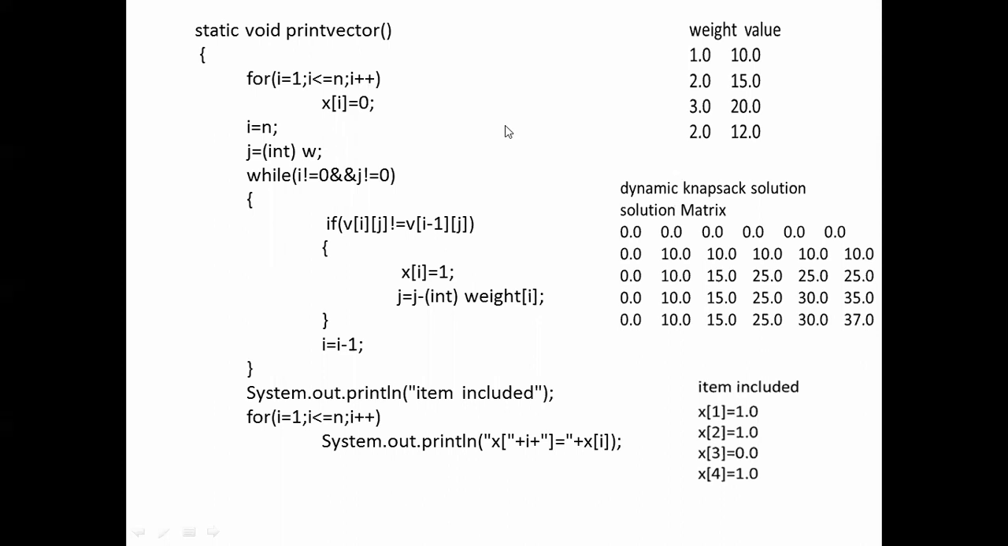So the last item is included into the knapsack, then it will reduce the value of that. Then the third item is not included into the knapsack. The second item is included completely, and the first item is included completely. Okay, I hope you understood this one.